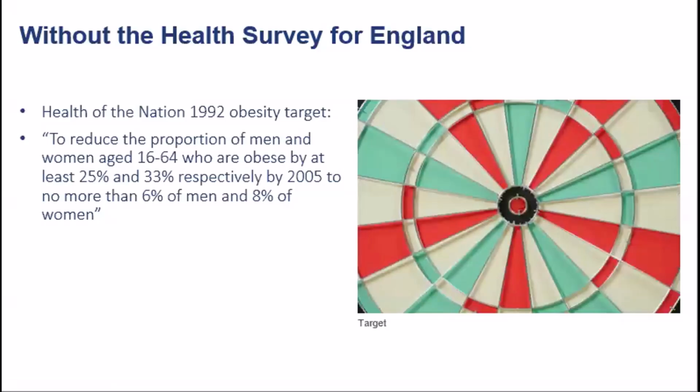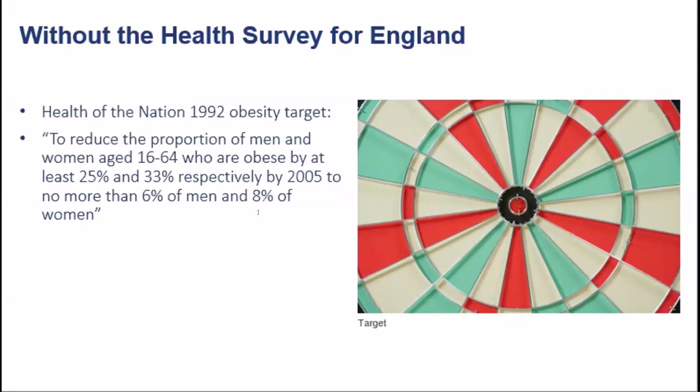But one of the examples that didn't fit into that table wasn't an example of how the Health Survey had been used, but actually a counterexample of what happens when you don't have the data. So somebody told me the story about the Health of the Nation 1992 obesity target. So this was a health policy in 1992, and this was the obesity target that they put into that policy. Their goal was to reduce the proportion of men and women aged 16 to 64 who are obese by at least 25% and 33% respectively by 2005, to no more than 6% of men and 8% of women.